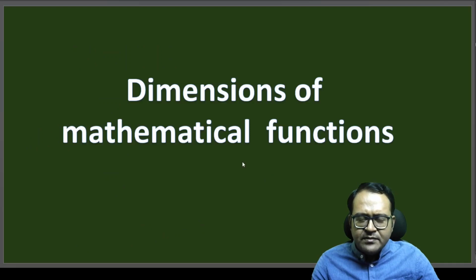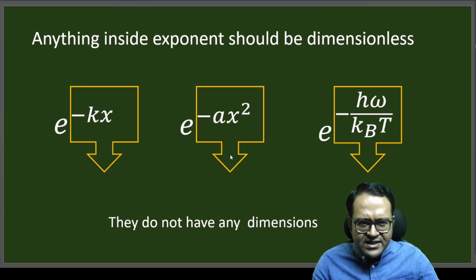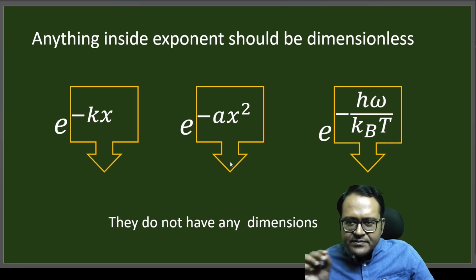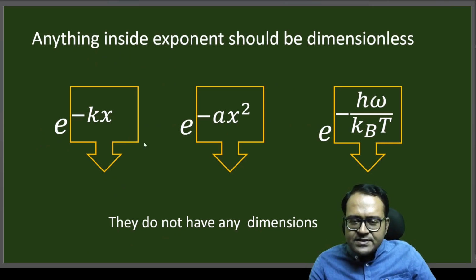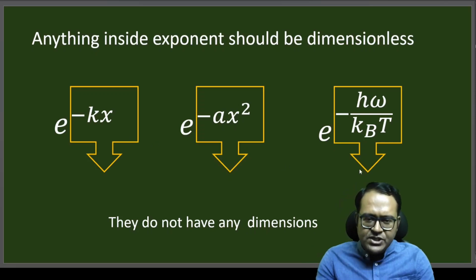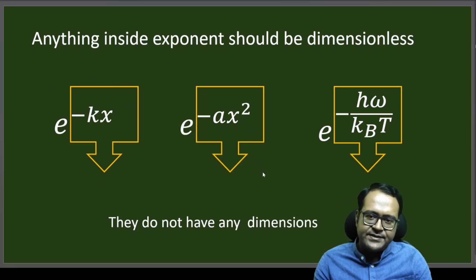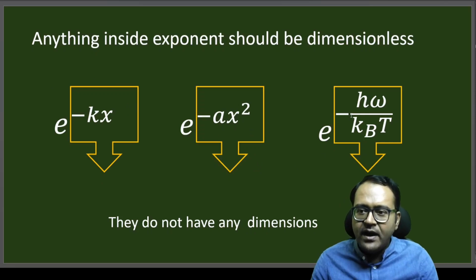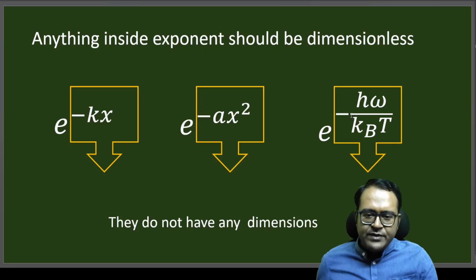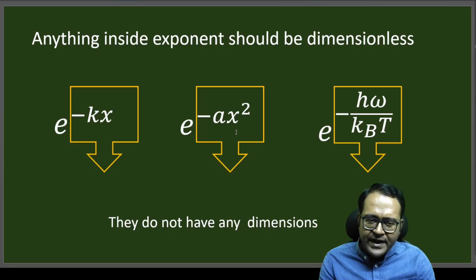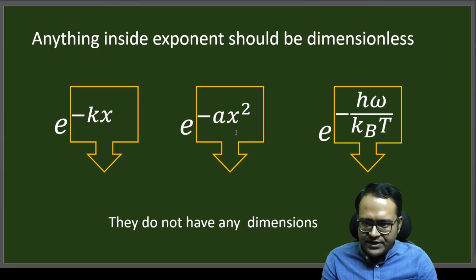These are all easy mathematical functions. That is maybe slightly confusing. Say if you have some quantities, e to the power minus kx, e to the power minus ax squared, or e to the power minus h omega by k_B T. All these things which are inside that exponential, this minus kx, this minus ax squared, and this minus h omega by k_B T, do not have any dimension. Why is it so, sir? Why will this minus kx not have any dimension?